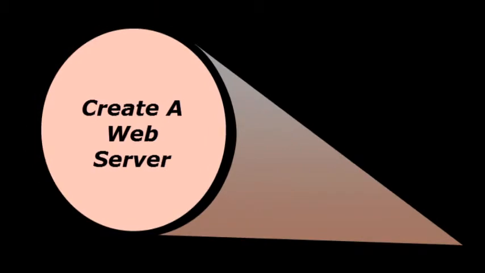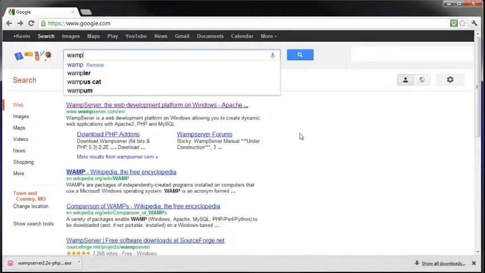Hey everyone, today I'll be showing you how to download, install, and configure WAMP to give yourself a local testing server for PHP and MySQL. So let's get started. The first thing you're going to do is go over to one of your web browsers, and we're just going to type WAMP into the search queue.